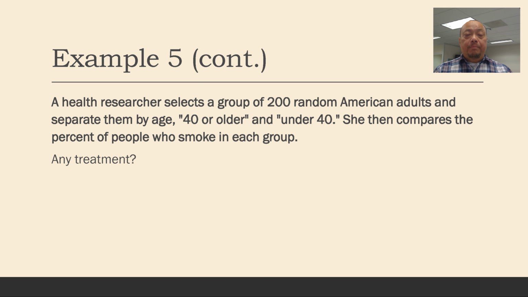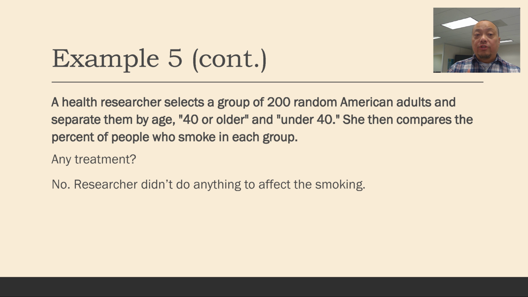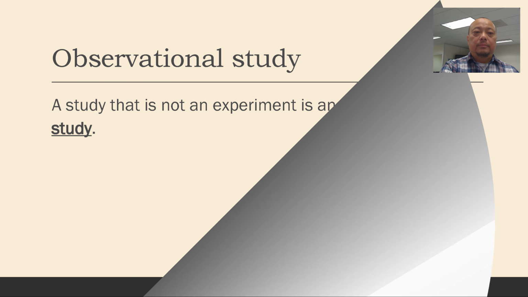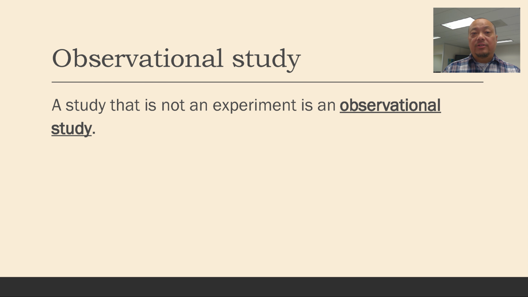All right, now, is there treatment? Did the researcher try to do anything to affect the response variable? No, she didn't. There was no treatment. She just got a bunch of people and asked them their age and asked them, do you smoke? Right? No treatment here. Therefore, this is not an experiment. Well, if it's not an experiment, then what is it? Here comes our next definition. An observational study is a study that's not an experiment. You look at something, if there's treatment, it's an experiment. No treatment, observational study.